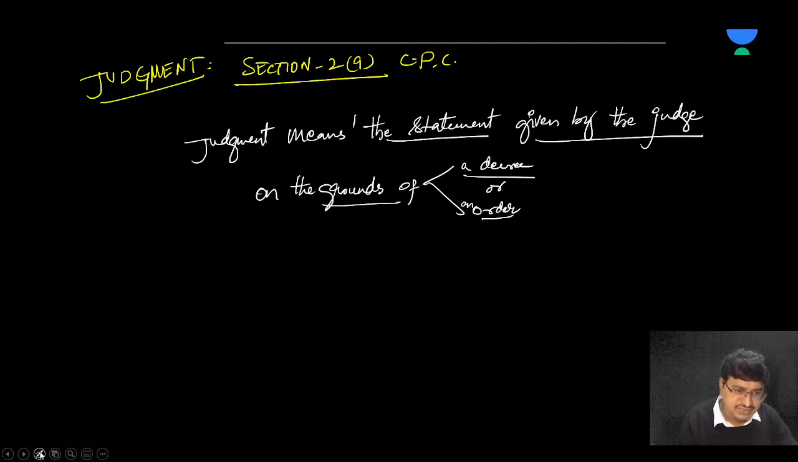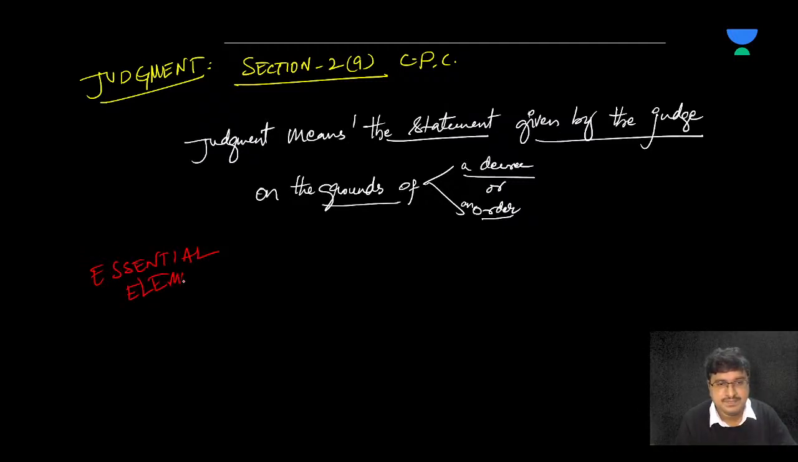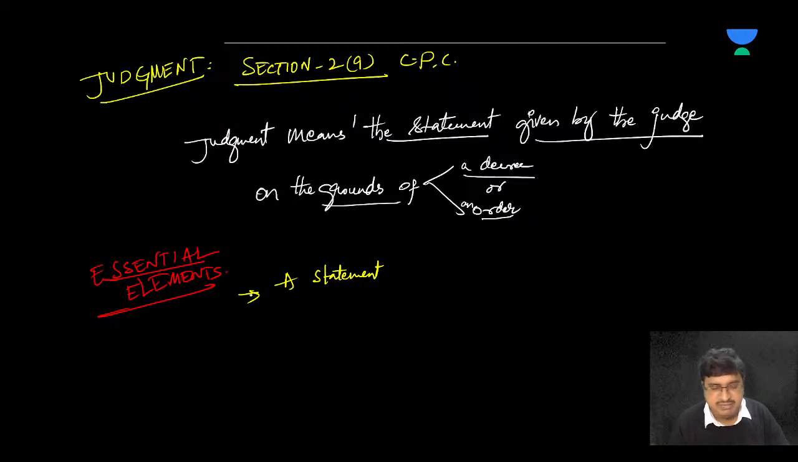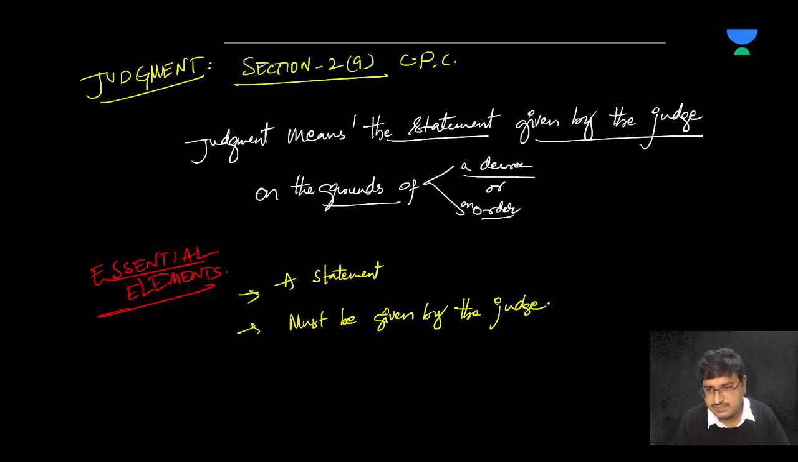Now let us see the essential elements of a judgment. A judgment is a statement, friends. Such statement must be given by the judge. Then the statement of the judge must be based on a decree or an order.